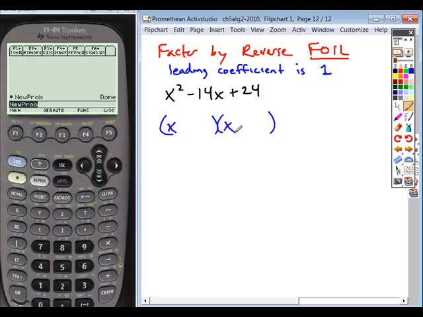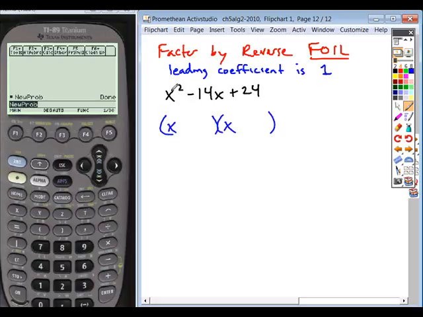Okay, when you factor by reverse foiling, if the leading coefficient is 1, automatically you can fit in your first terms. They're just going to be whatever number or value you have to square to get the first term. Since there's no coefficient on it, it's just going to be the variable to the first power. So we know our first terms are going to be x in each of these factors.